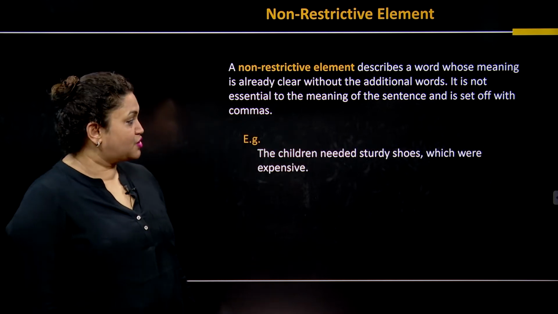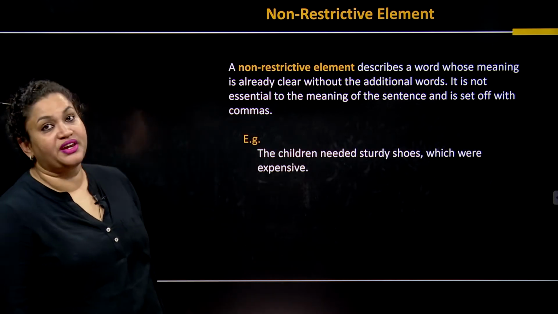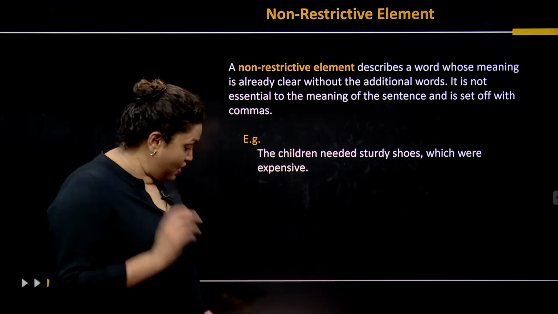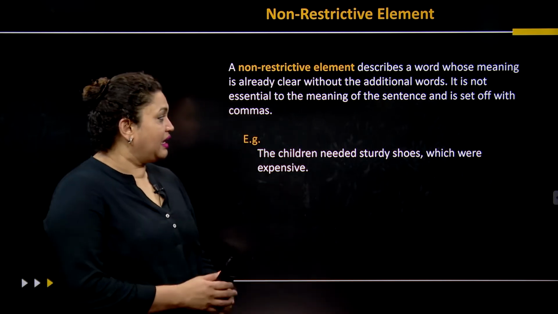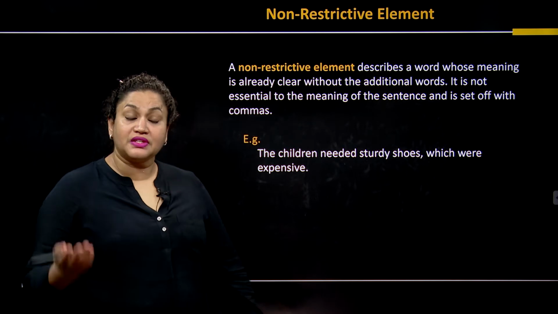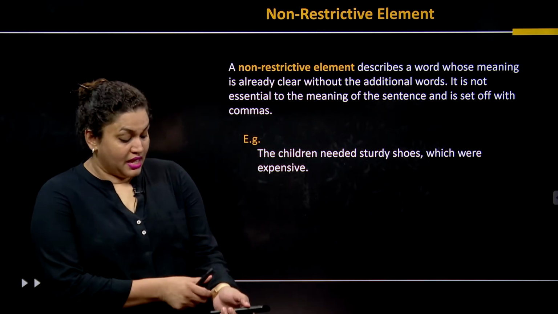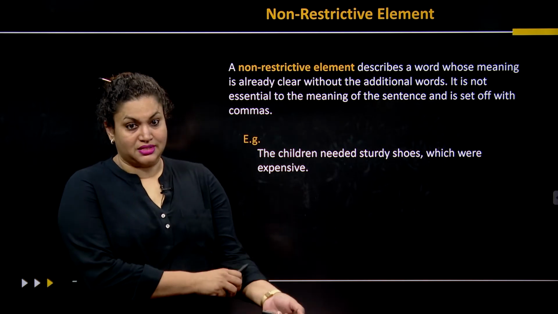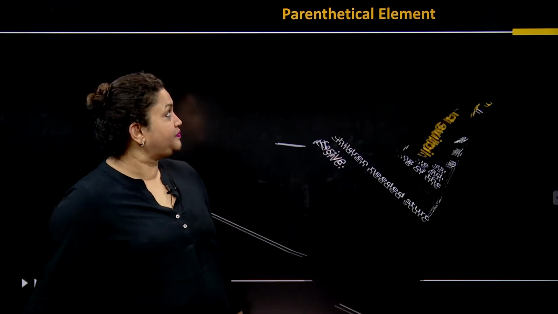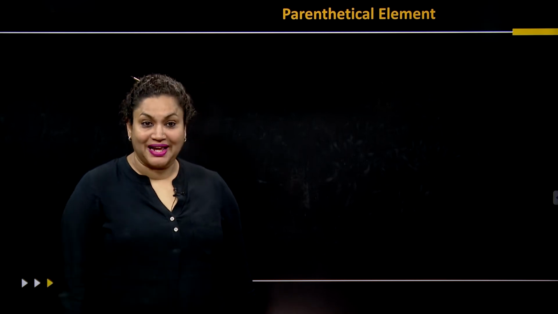Let's check. The children needed sturdy shoes, which were expensive. Now when you see, even if you remove "which were expensive", it is not important. The point was the children needed sturdy shoes. That completely makes a sentence. Okay. Therefore, what is a parenthetical element?